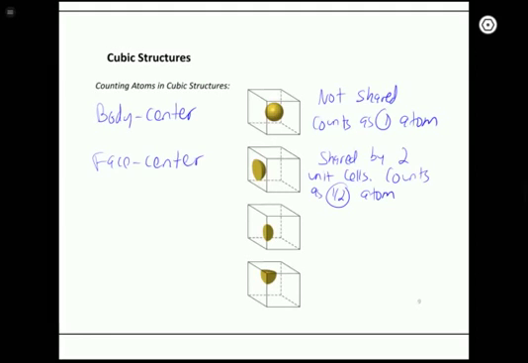Alright, another possibility is putting the atoms on the edge. So each cube has 12 edges we can put atoms onto. In this situation, it's a little bit harder to picture, but this edge is going to be shared by the cube that's directly to the left of it, and we have 2 cubes directly in front of those 2 that are also sharing that edge position. So each edge is shared by 4 unit cells. So if you have an atom located on the edge, that's going to count as 1/4 of an atom.